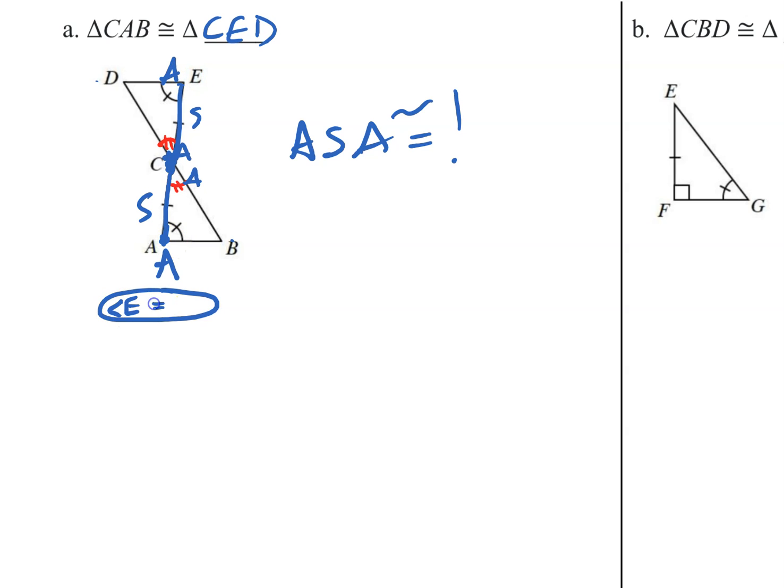Since they have tick marks, that tick marks mean they're congruent. That's given. Then we have tick marks on side CA, line segment CA, that's going to be congruent to line segment CE. It's also given because of the tick marks.